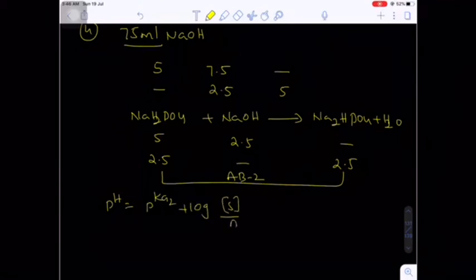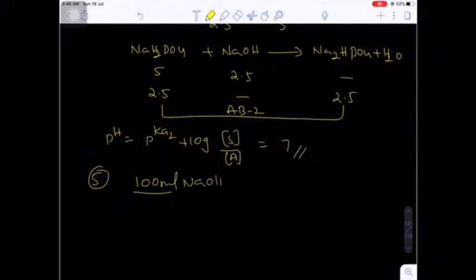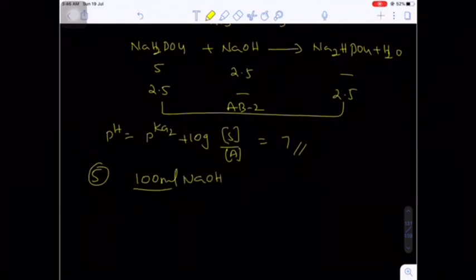Again this will be the second buffer solution. Here also pH will be equal to pKa2 plus log of salt concentration over acid concentration, which are equal. So that's why you have directly the pKa2 value, how much? 7.